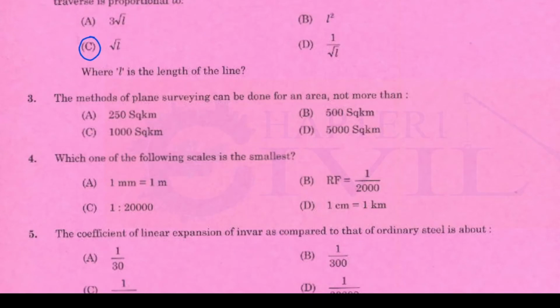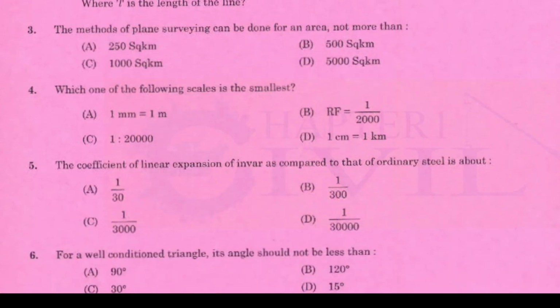Question number 3. The methods of plane surveying can be done for an area not more than 250 square kilometer, 500 square kilometer, 1000 square kilometer and 5000 square kilometer. The answer is 250 square kilometer. The method of plane surveying can be done for an area not more than 250 square kilometer.